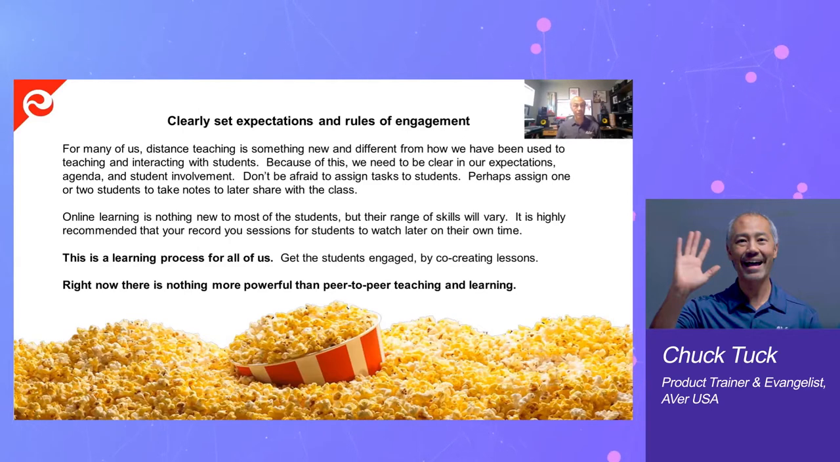Part of that is, don't be afraid to assign a task to the students. They know that they're there to learn. You may want to assign one or two students to take notes. It depends on how many students are actively participating, meaning that they are online with you. If you only have like five students, you can just assign one. But if you have more than 10, assign a couple of students to take notes. Rotate that assignment too. Don't use one or two students all the time. Just rotate it. This is going to help them get involved and feel like they are actually doing something.